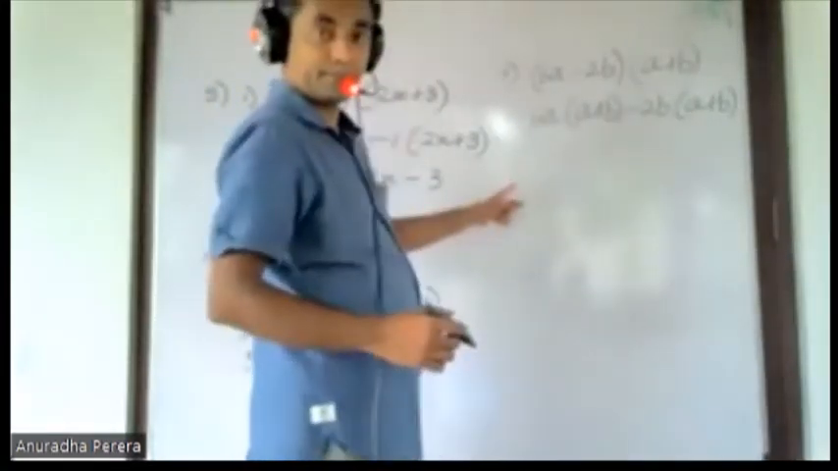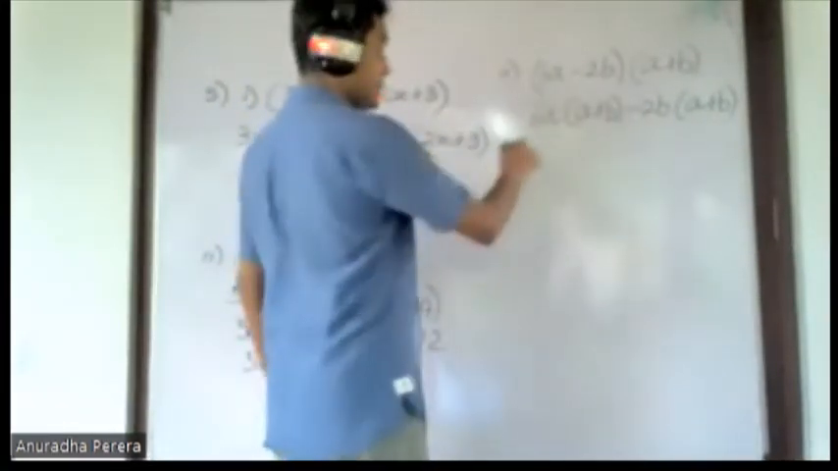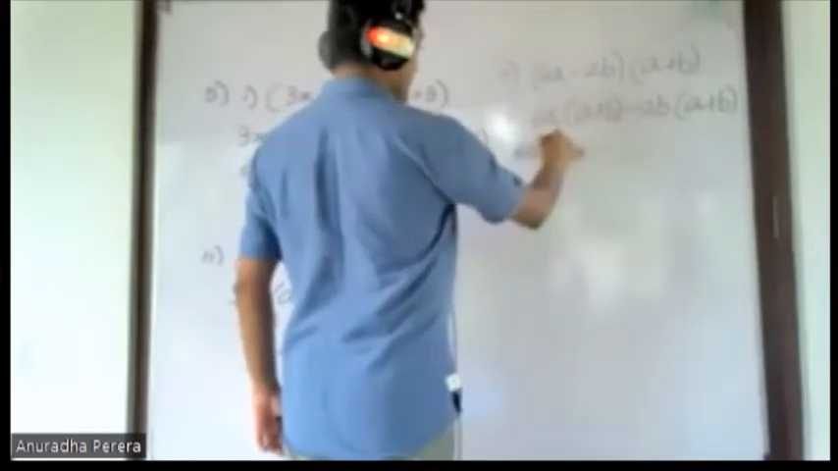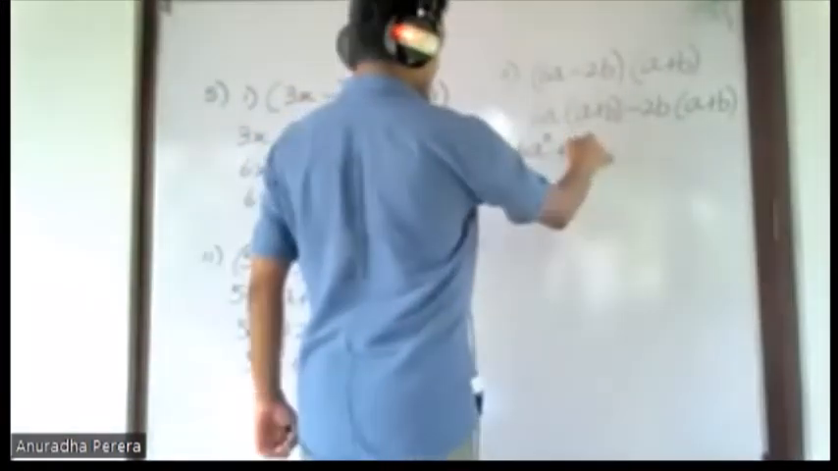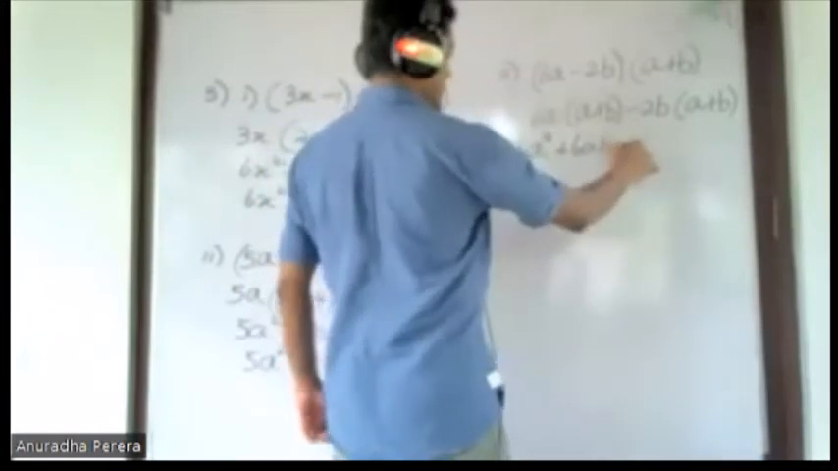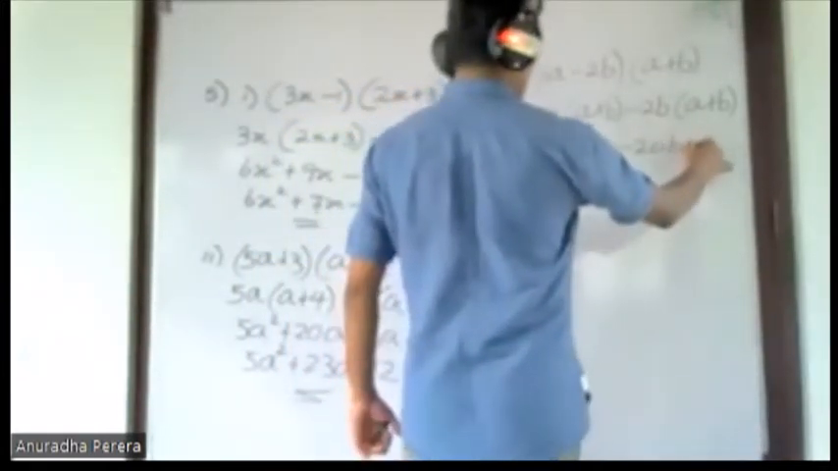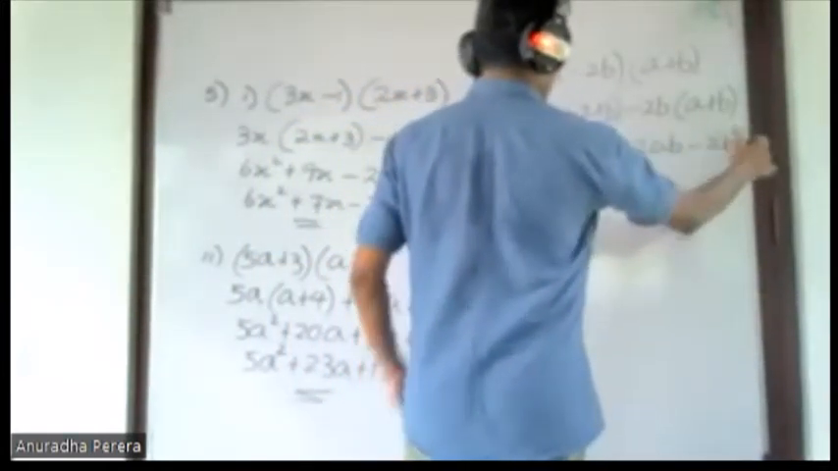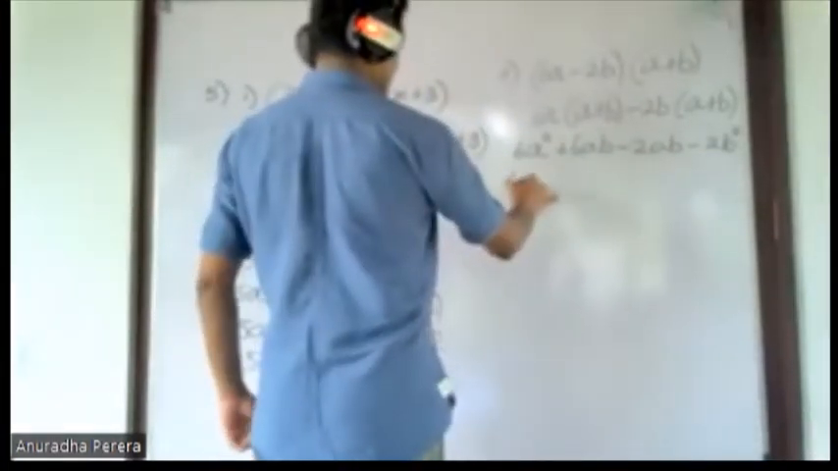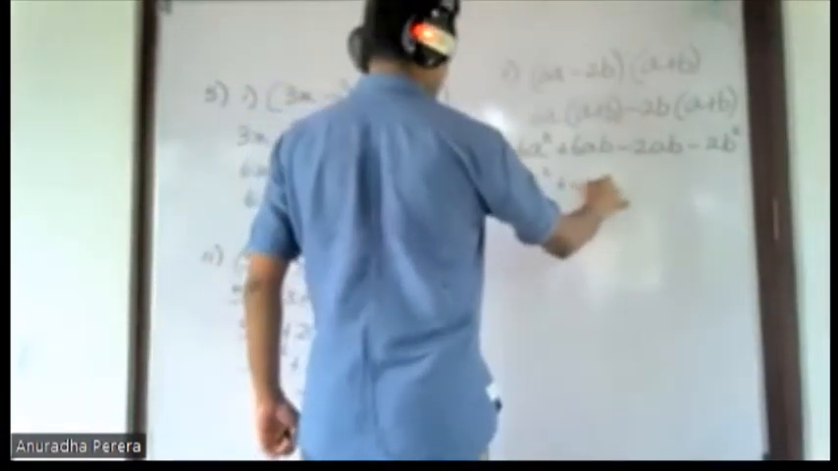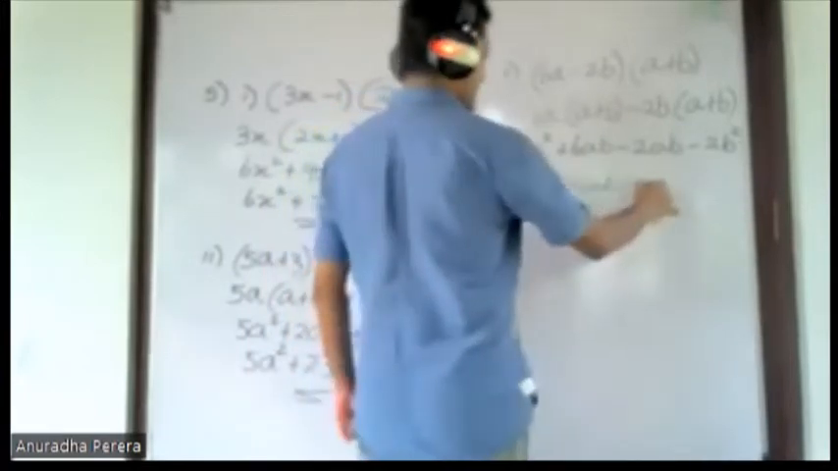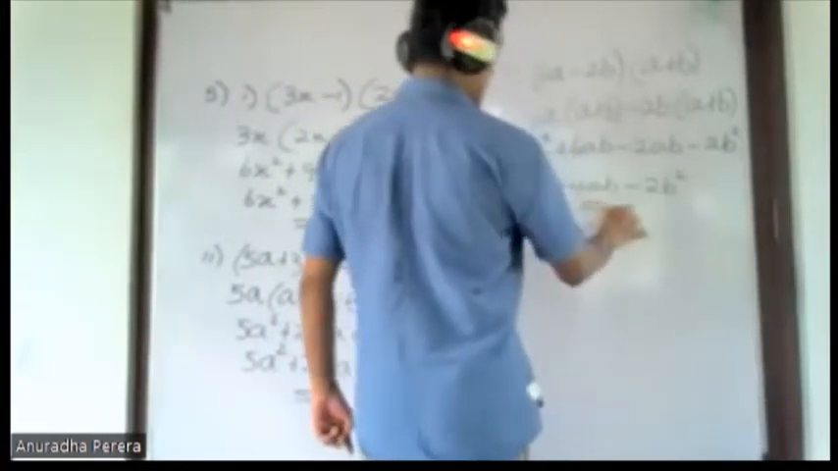Right. 6a squared plus 6ab minus 2ab minus 2b squared. 6a squared plus 4ab minus 2b squared.